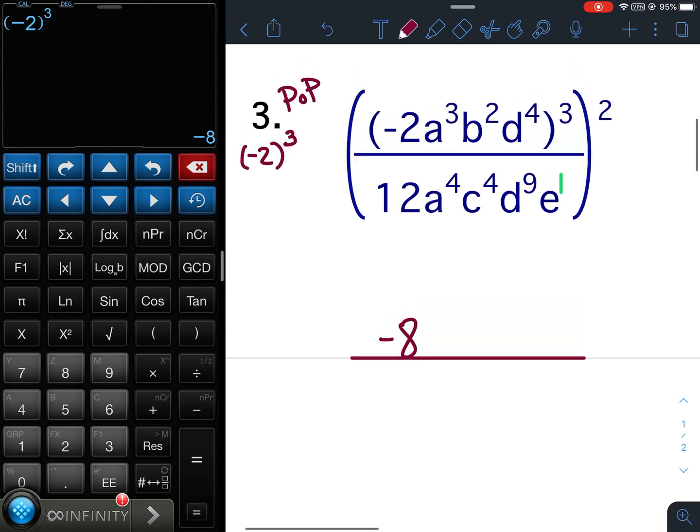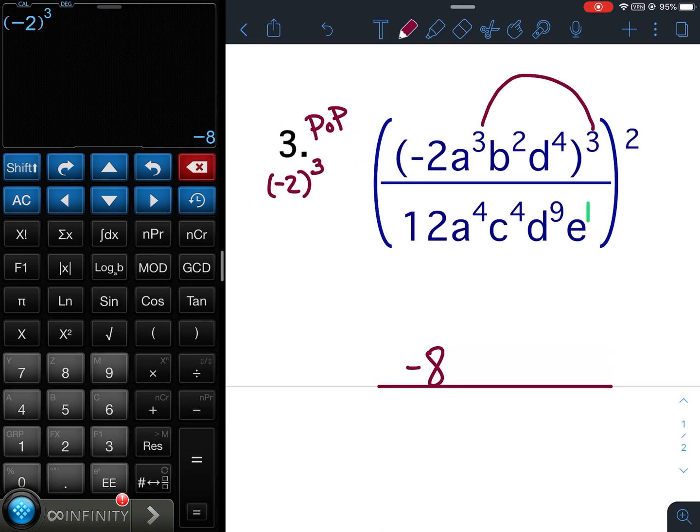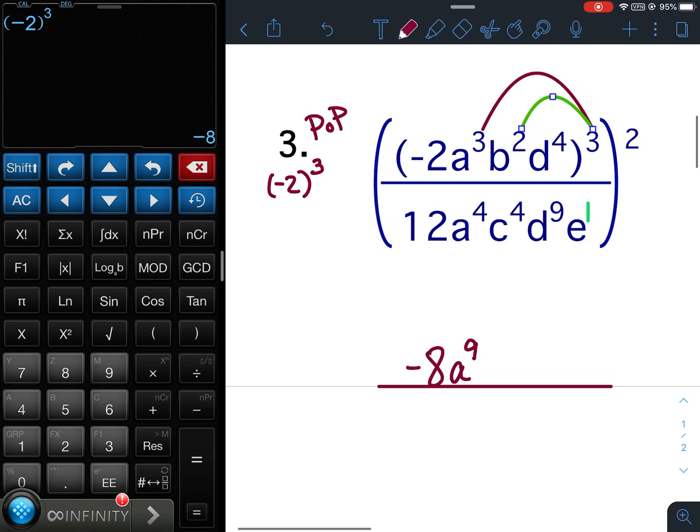And now I multiply my exponents. 3 times 3 would give me a to the 9th. Two times 3 would give me b to the 6th. And then 4 times 3 would give me d to the 12th.